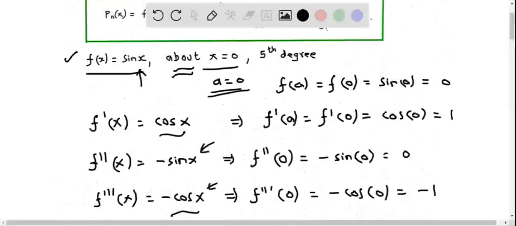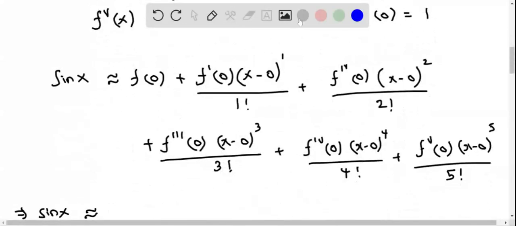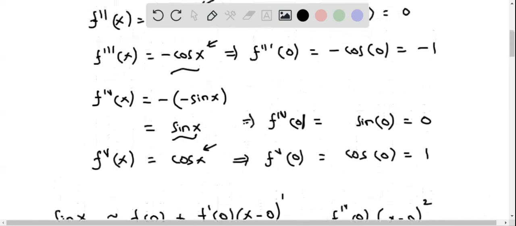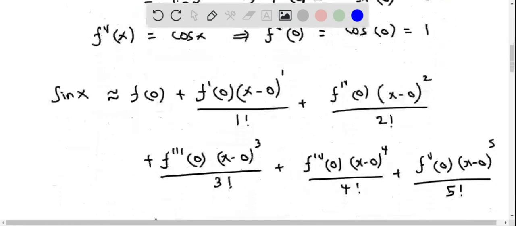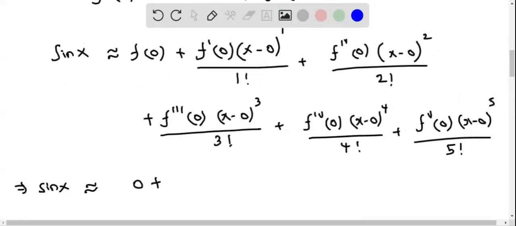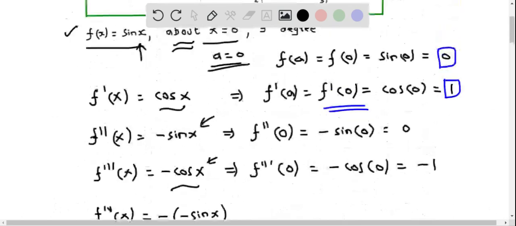So let's look at f of 0. f of 0 is 0, so I plug in 0 here. So this is 0 plus f prime of 0. f prime of 0 is 1, so I put 1 times (x minus 0), which is x, raised to the power of 1 divided by 1 factorial, plus f double prime of 0.